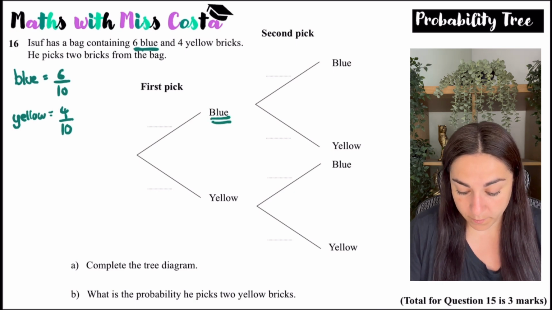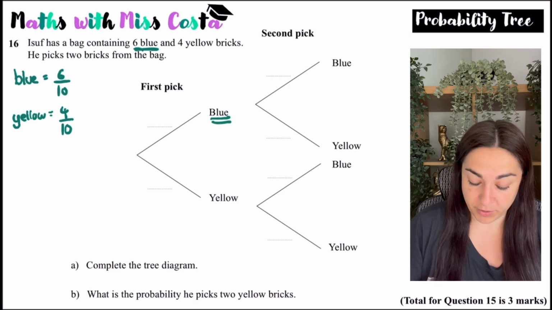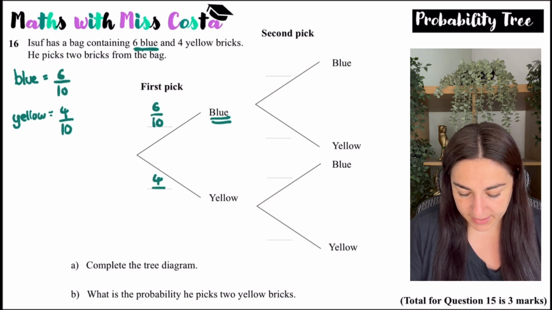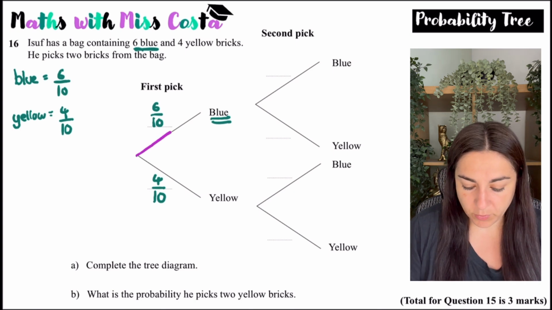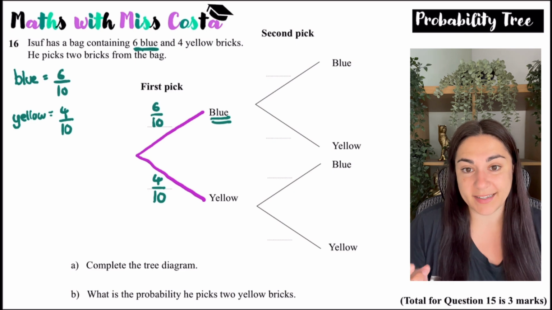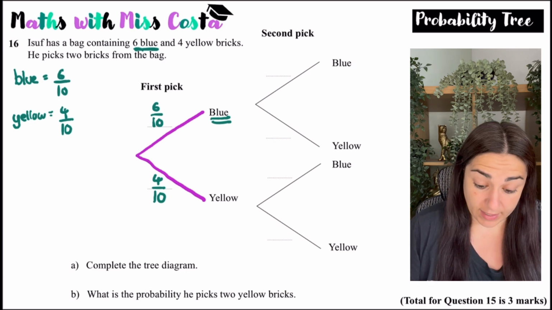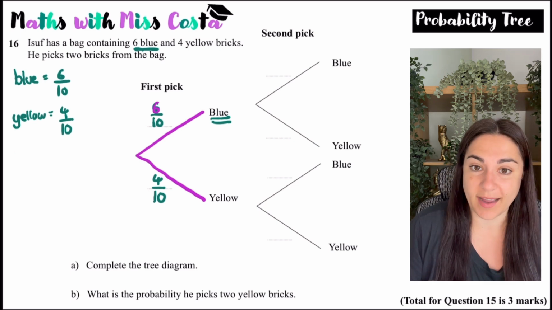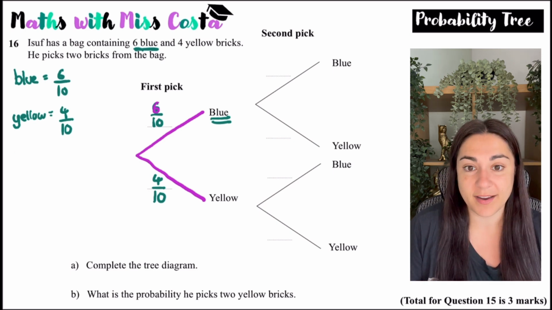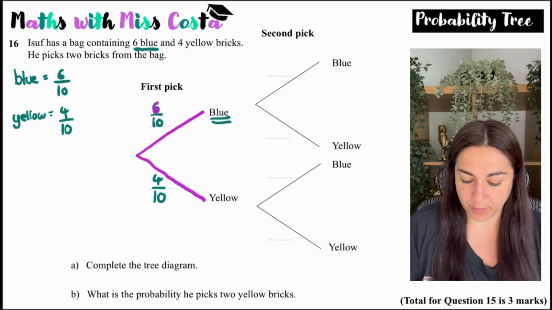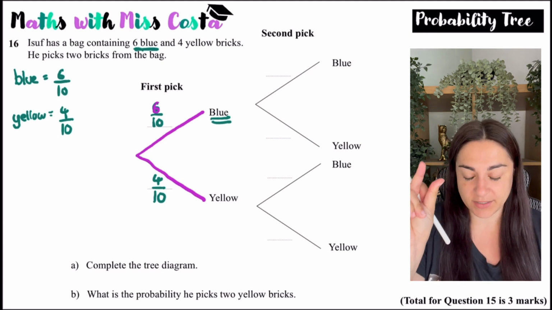So over here, I've got blue. It wants me to write the probability of blue first. So I'm going to write 6 over 10 here. And for yellow, the probability is going to be 4 over 10. Now, what's important is that on each of your branches, the probability always needs to add to 1. So if, for example, you were just told that this probability here is 6 over 10, you could work out automatically that this needs to be 4 out of 10 because it needs to add to 1. So that's the first thing that you need to know about probability trees. The little branches, they add to 1.